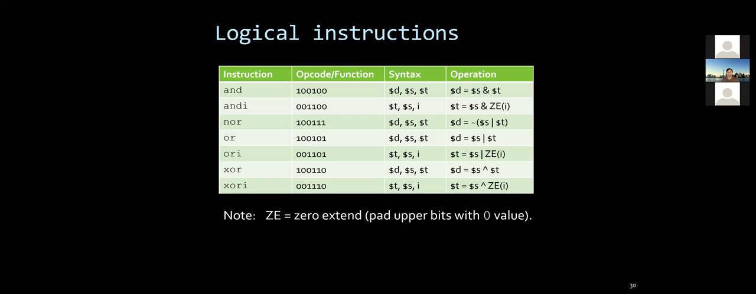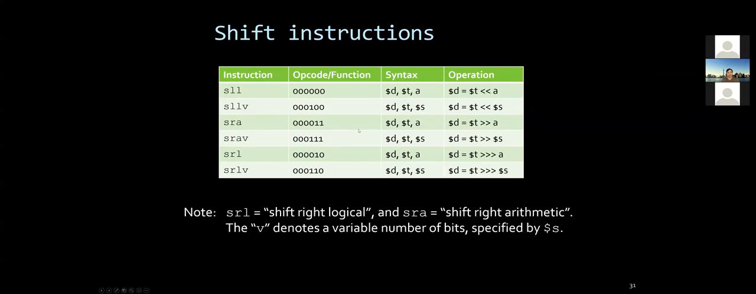10. So logical instructions. As you can see here, we support all the usual ones: AND, NOR, OR, ORI, and others. These are examples of how they're done. And the interesting things are shifts. Shifts can be of two types: shift right logical and shift right arithmetic, denoted SRL and SRA. And the V denotes a variable number of bits specified by the register S.